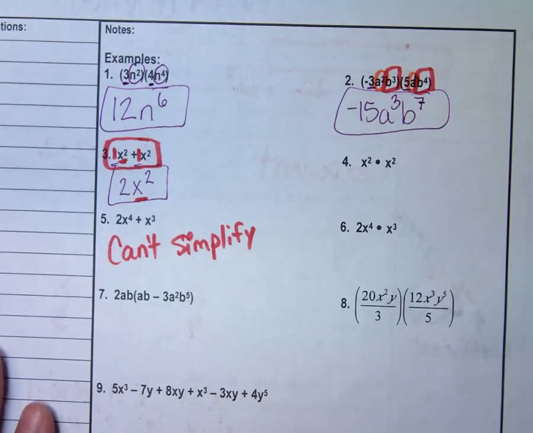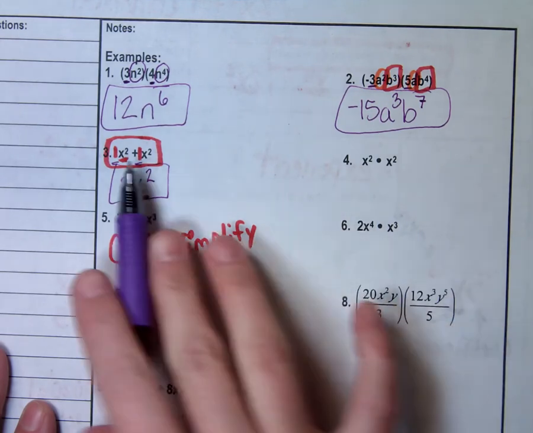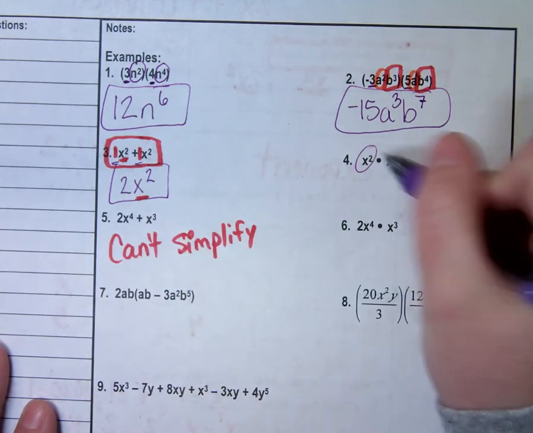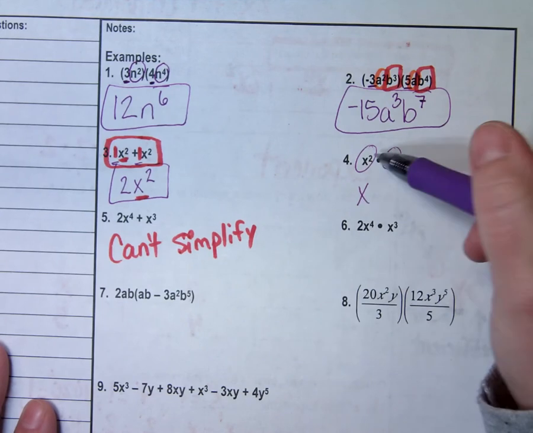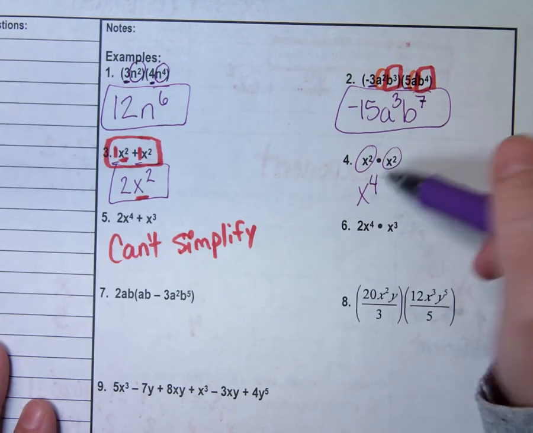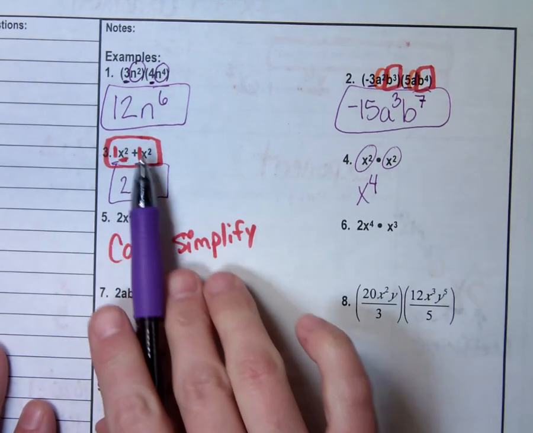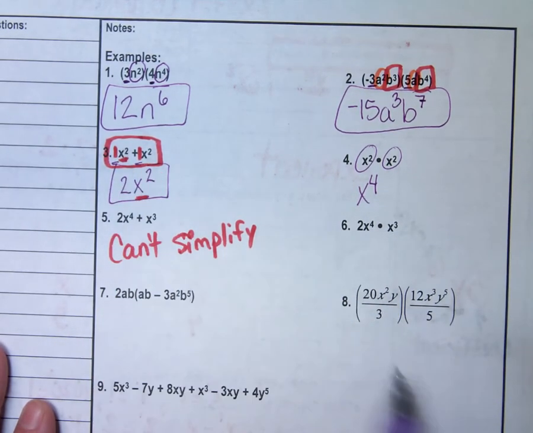Okay, let's come over to number 4. Number 4 is like number 3, except for I'm multiplying. So when I'm multiplying, as long as I have the same base, I add my exponents, and 2 plus 2 is 4. So when multiplying, you will add your exponents. When you're adding, whatever you start with, you end with.